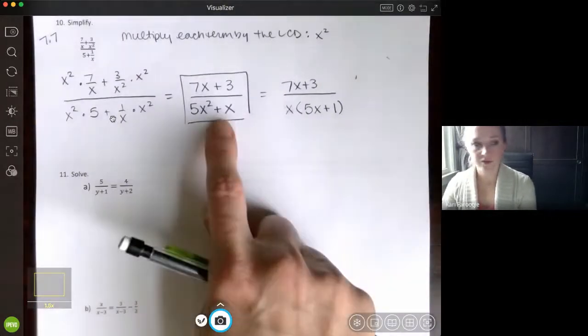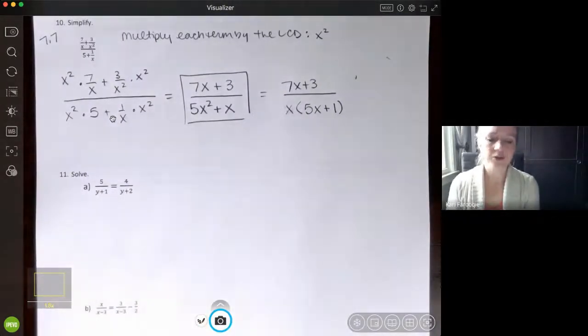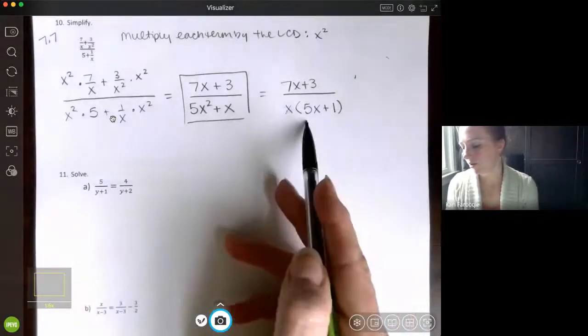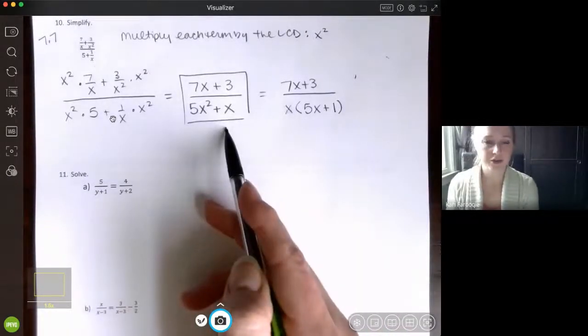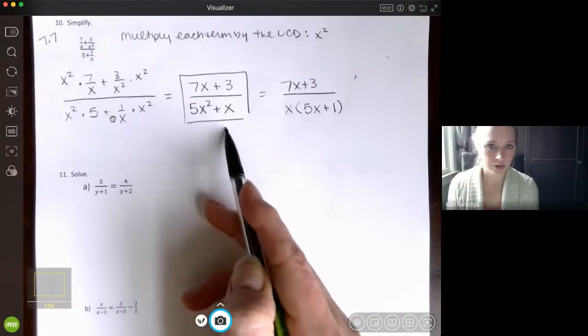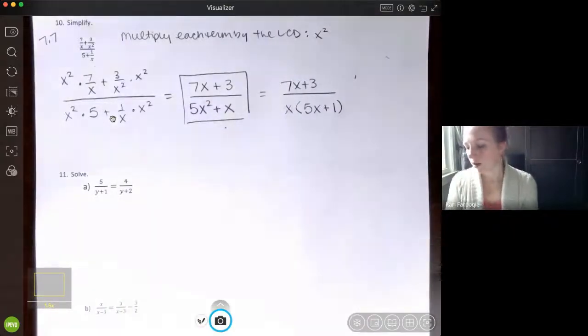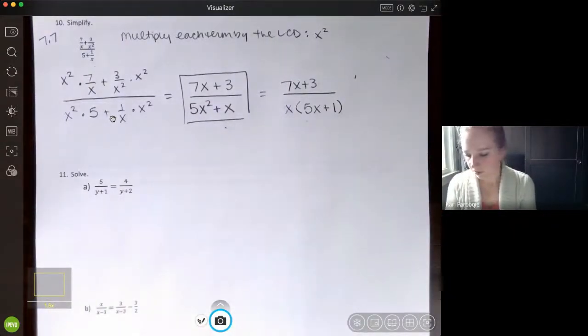So this is fine. And that would be something where if they asked you to write it like this and you wrote it like that, but there was nothing that you could cancel, I would give you all the points for it anyway on your final. Okay, so questions on number 10?